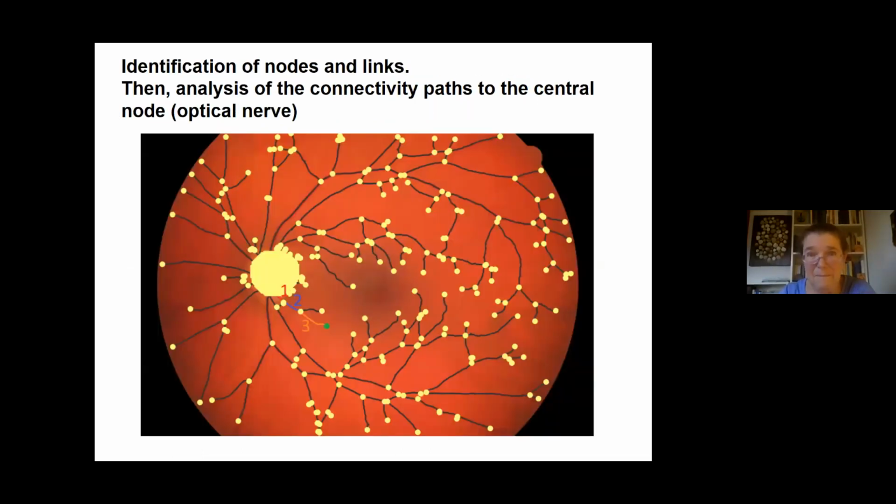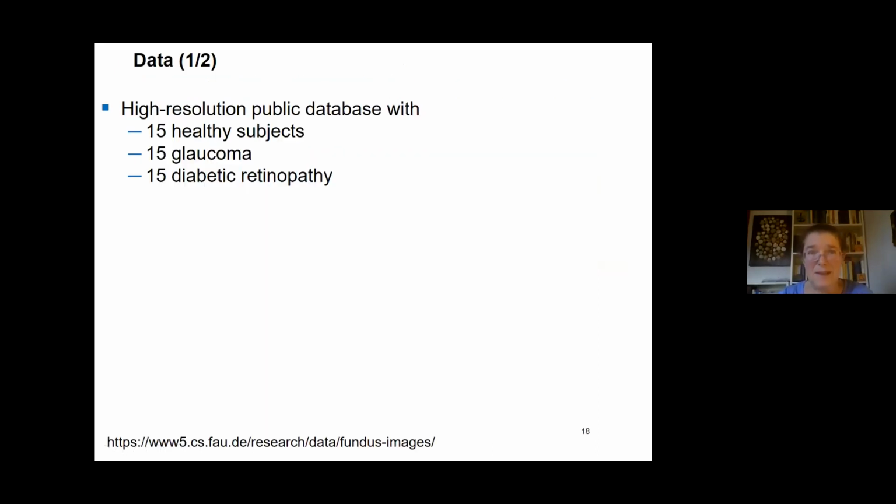And this is, again, an example of an image that we extracted. Here you have, for example, a path with 4 steps from the blue node, with 1, 2, and 3 links to the central optical nerve. Now I want to describe the data that we analyzed: 15 healthy subjects, 15 glaucoma, and 15 diabetic retinopathy.